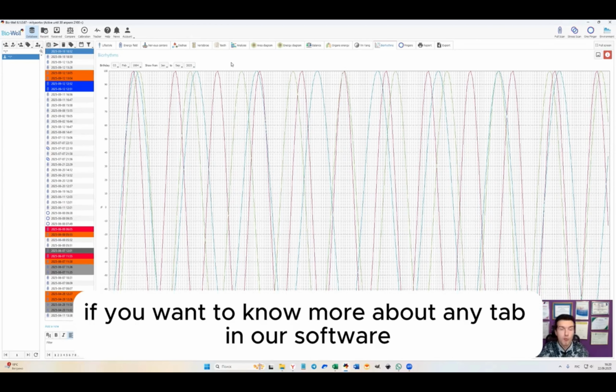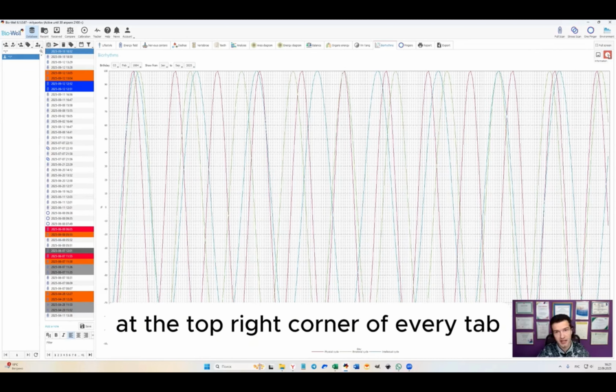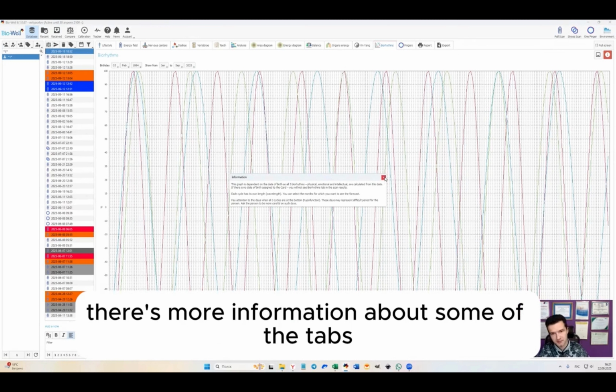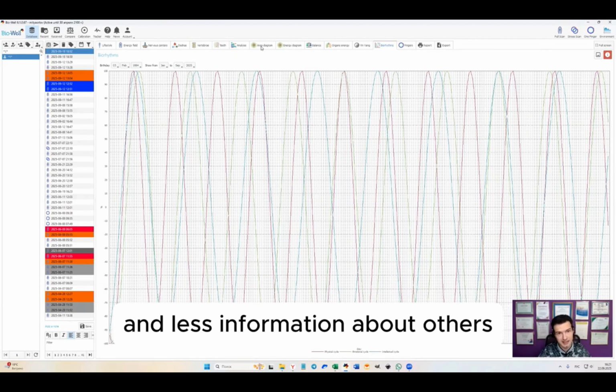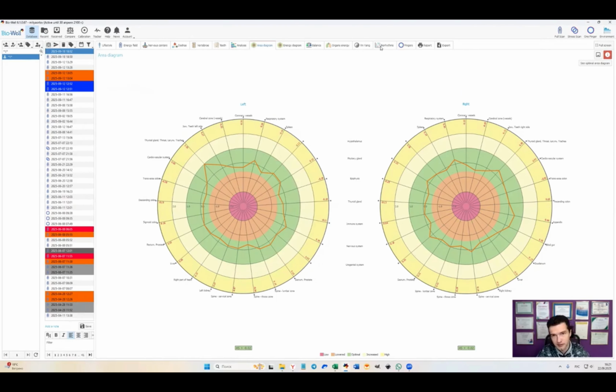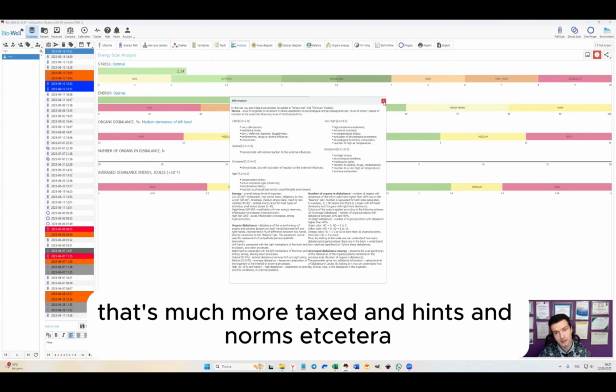By the way, if you want to know more about any tab in our software, there is an information button at the top right corner of every tab where you can click and read what it is based on. There's more information about some of the tabs and less information about others. While here you may see more text, on the biorhythms, that's less. In analysis, that's much more text, and hints and norms, etc.